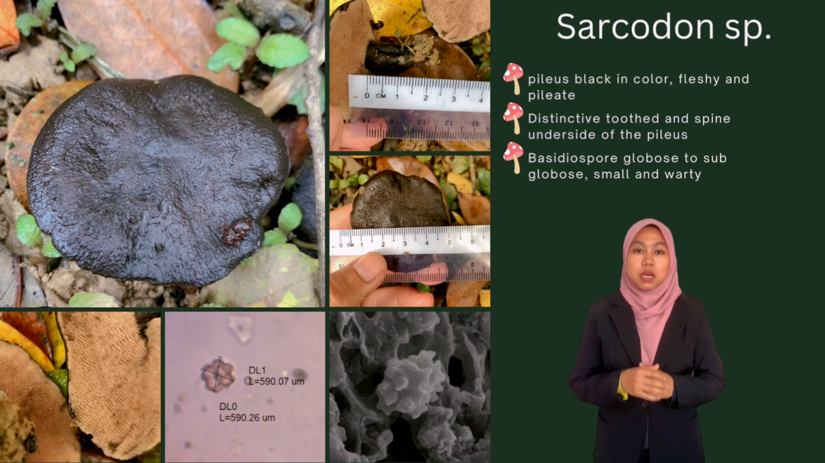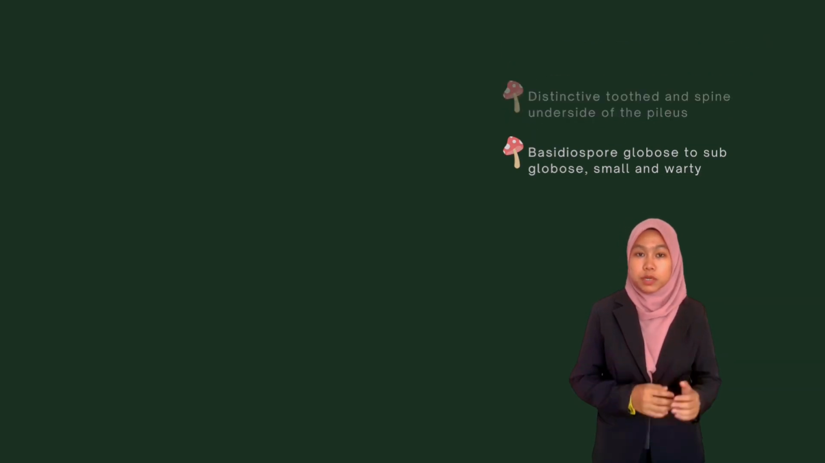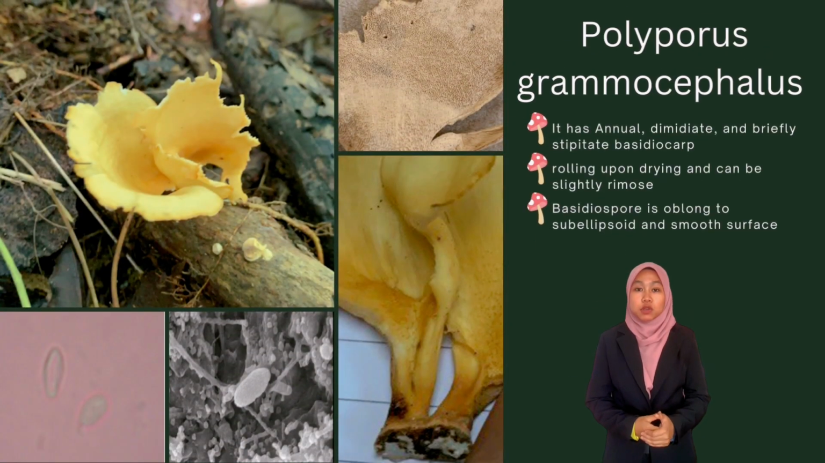Sarcodon carbonarius is quite similar to Sarcodon underwoodii and Sarcodon atroviridis. Sarcodon underwoodii differs by its purple color when it's fresh and spores with tubercles that are numerous, strongly prominent, coarse and deeply sculptured. Sarcodon atroviridis has a similar shape of basidiospore but has a much smaller size compared to Sarcodon carbonarius. Okay, next is Polyporus chromocephalus.